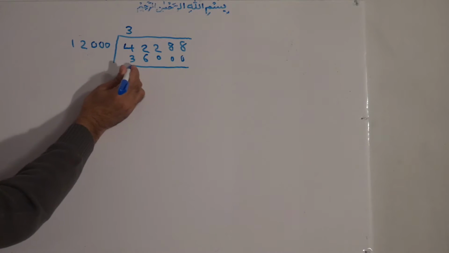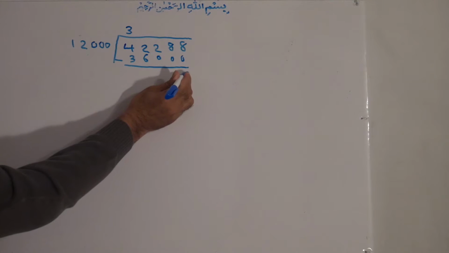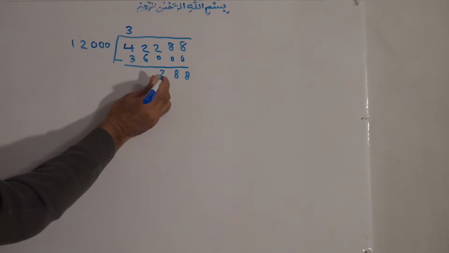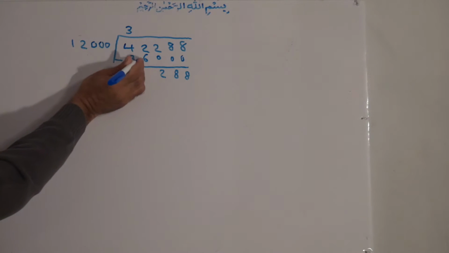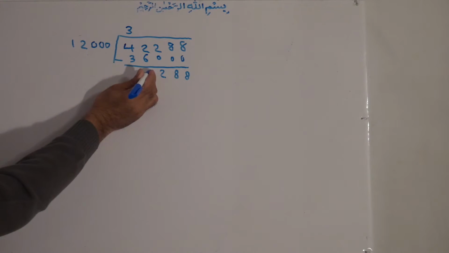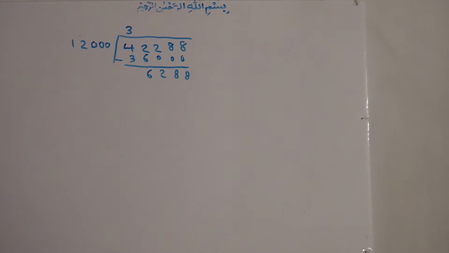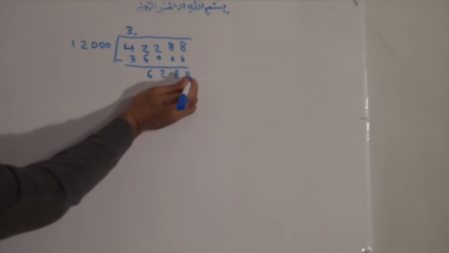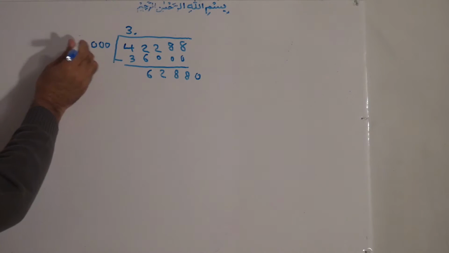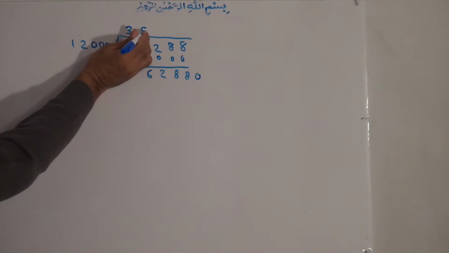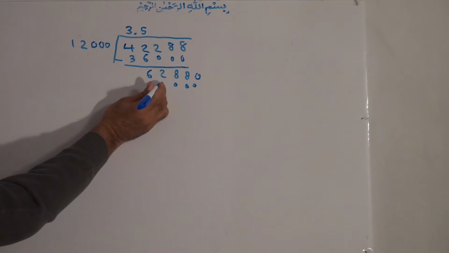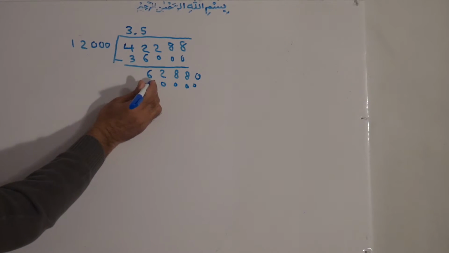We subtract this one. 8 minus 0, 8. 8 minus 0, 8. 2 minus 0, 2. 12, because there is 2, we can borrow from here. 12 minus 6 is 6. Now what do we do? We put the decimal point here and put a 0 here. This is 60,000; 12,000 times 5 is 60,000, remaining 1, so 5 plus 1 is 6.